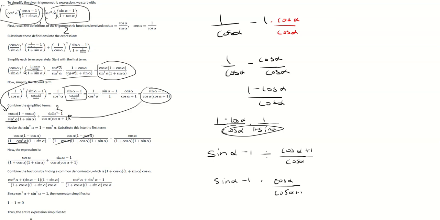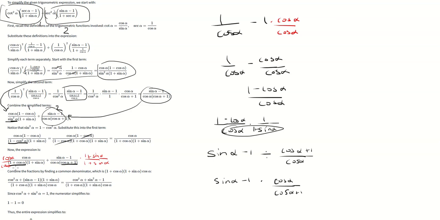So we kept this expression the same. We were just working on the first one. So that simplifies. And now we want to add these. But in order to add these, you want to have a common denominator. So far, they have 1 plus cosine alpha as a denominator. So you need to multiply by cosine alpha over cosine alpha in the first one, and then 1 plus sine alpha over 1 plus sine alpha for the second one.